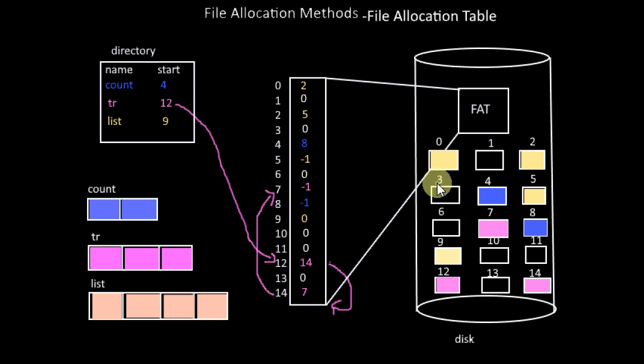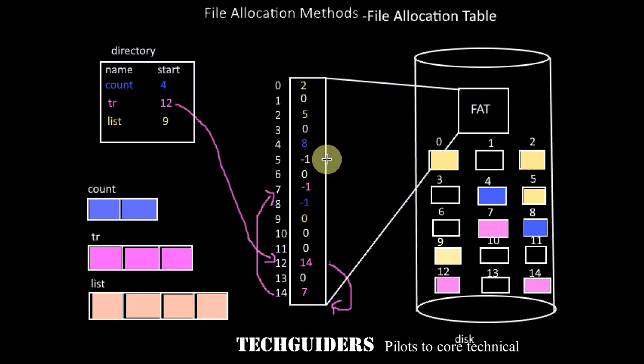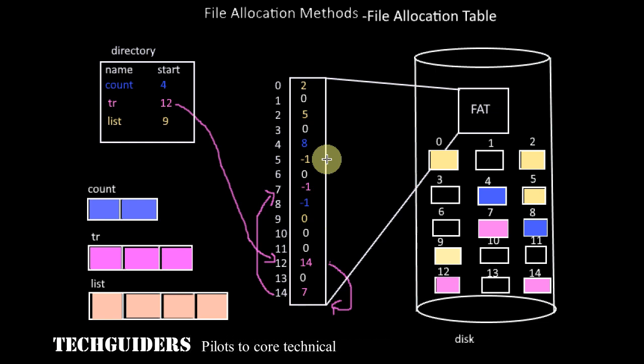And the disadvantage of this method is the size of the file allocation table. Depending on the size of the disk and the number of disk blocks, the file allocation table may require a large number of entries. Hence, the size of the file allocation table is a problem.